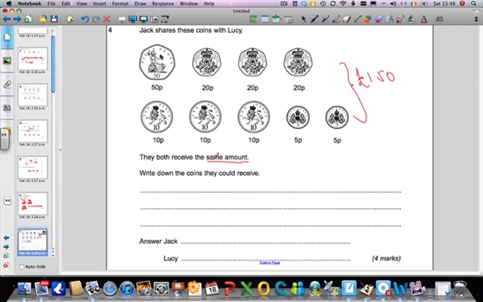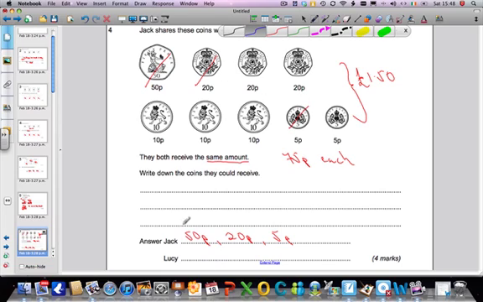They both have the same amount. That means that they have 75p each. So all you've got to do is choose some coins to make 75p. So Jack could have a 50p, a 20p, and a 5p. Right, let's just tick them off. 50p, 20p, 5p. And Lucy then should have 20p plus 20p. That's that. Another 20p.